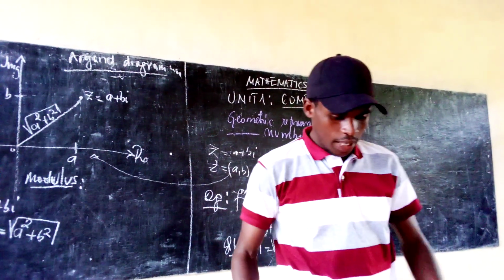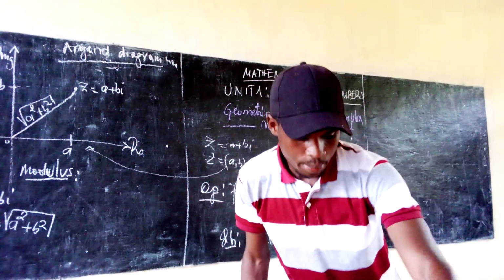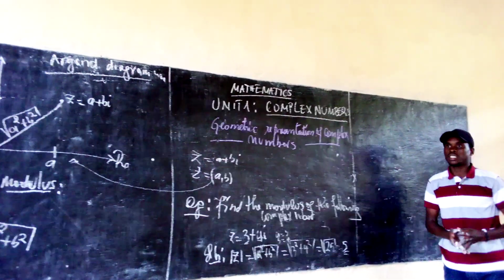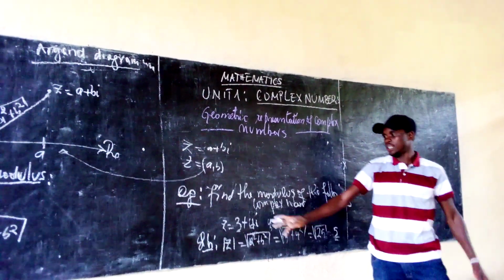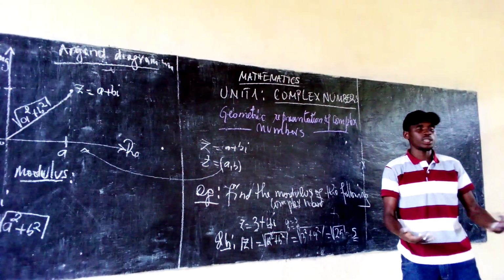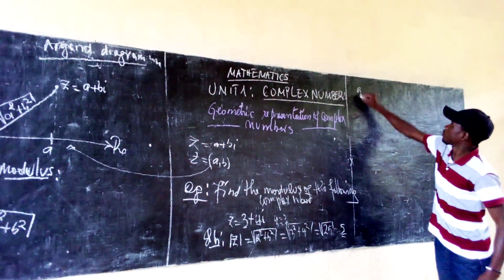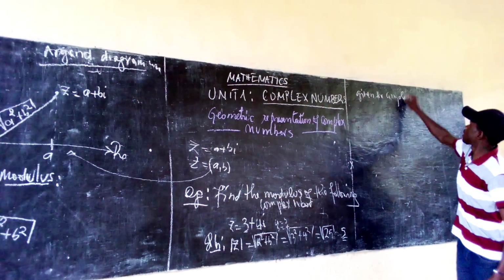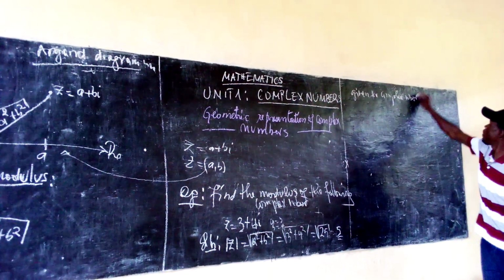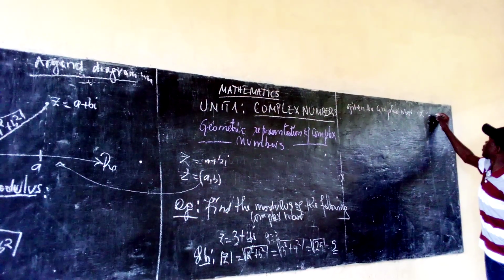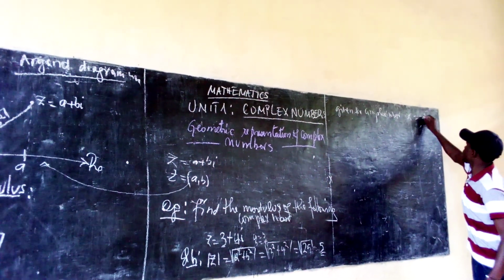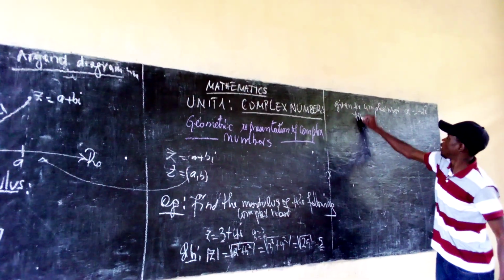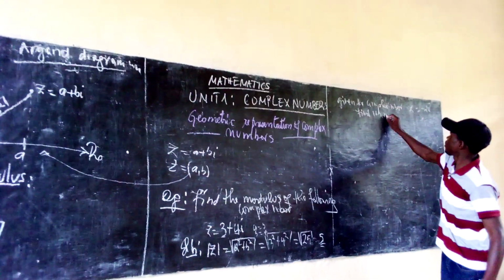And then sometimes you can be given a complex number z which is equal to minus 2i. Find its modulus.